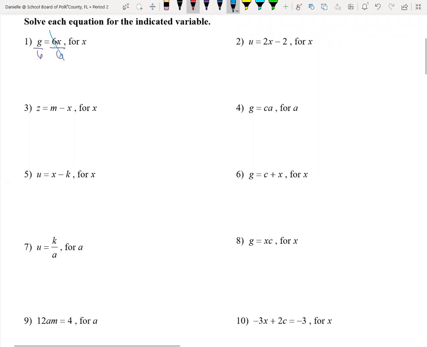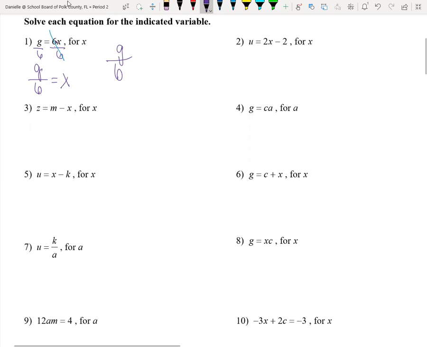Our 6's cancel on the right, and I am left with g divided by 6 equals x. Now, ladies and gentlemen, this is where we stop. You do not need to solve for g or solve for x. We can't without knowing one or the other. So my answer would be g divided by 6.